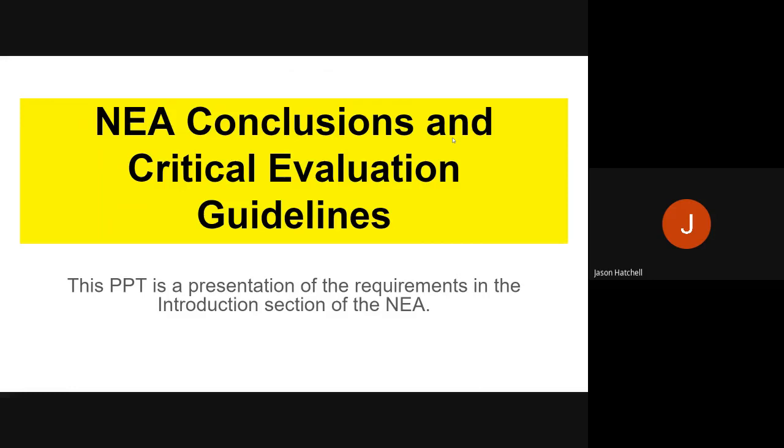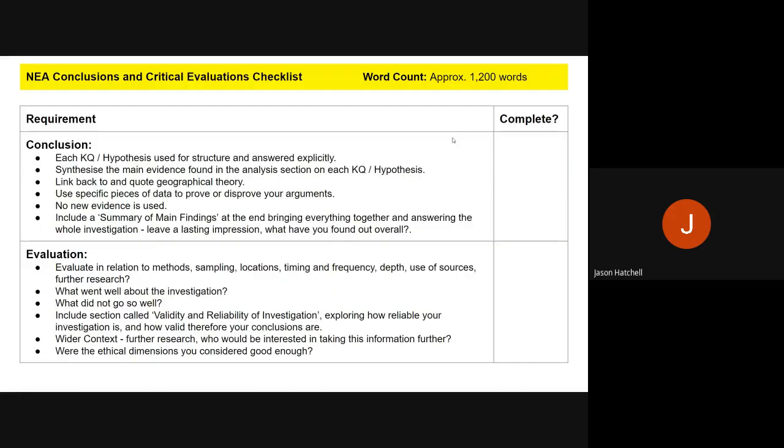And that means it is a section you need to focus on intently, and you need to make sure you get it right. So I'm going to run through, first of all, a checklist of the things that should be in your conclusions and critical evaluation. You should be aware of some of these already, as you will have gone through them in lesson. And I've split it into conclusion and evaluation on screen for you. Now, the word count for this, again, don't really worry about word count, but it's going to be 1,200 words-ish.